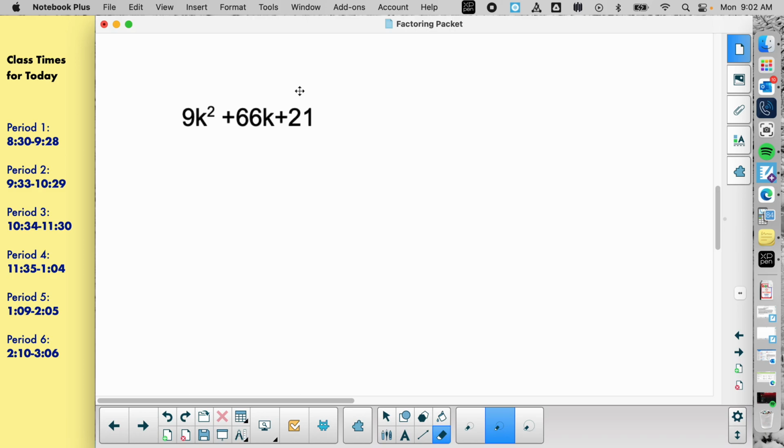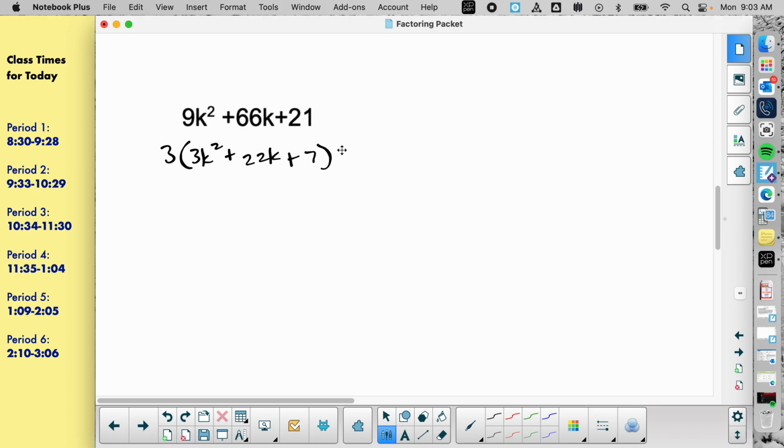Does anybody see what all 3 of those numbers have in common? 3. They all have 3 going into them. So I can rewrite this problem as 3 times 3k squared plus 22k plus 7. Now that's huge for us because now if I multiply the outside 2 numbers, it's just 3 and 7. That's going to be a lot smaller.